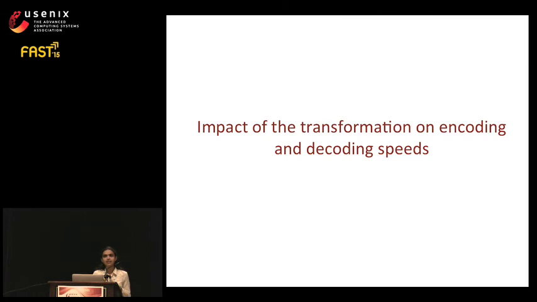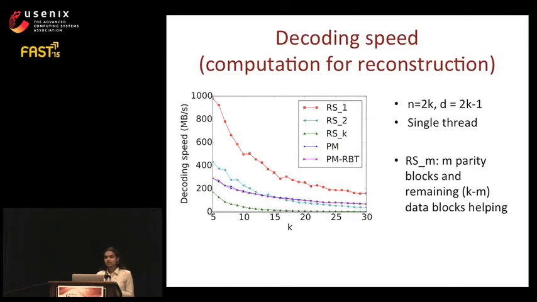Now let us look at the impact of these transformations on the encoding and decoding speed in the same evaluation that we saw. First is decoding speed, that is the speed of computation performed during reconstruction operations. The plot shows decoding speed for varying values of k. We consider n is equal to 2k, that is there are k parities, and the number of helpers d is 2k minus 1. All of these are single threaded.